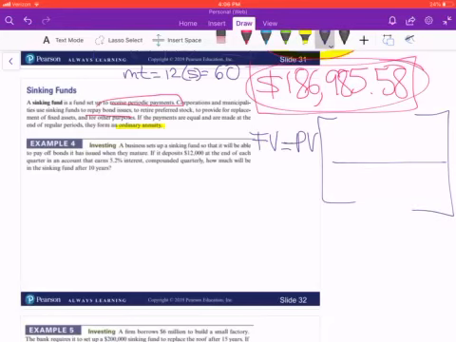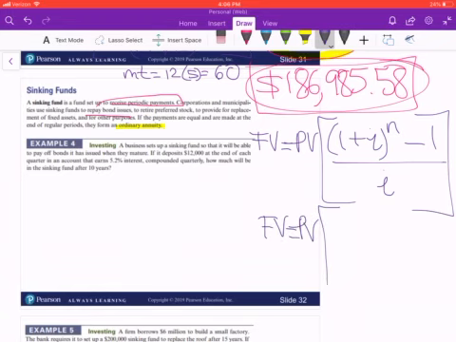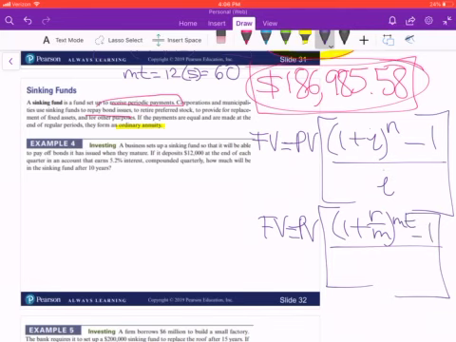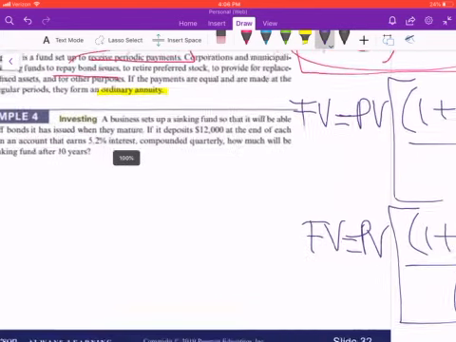In brackets, we have 1 plus i to the power n, minus 1, divided by i. Now this formula is equivalent to writing it this way: 1 plus r over m to the power mt, minus 1, and here we divide by r over m. So let's see if we can answer this problem.